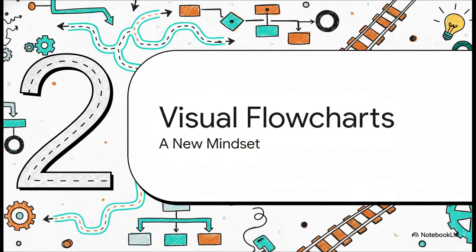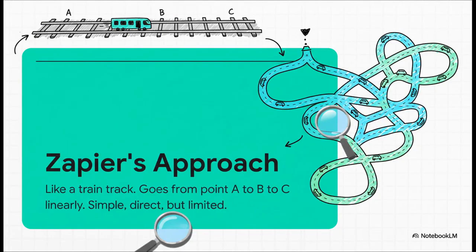Okay, so if complexity is the big problem, what's the answer? Well, it's actually about a shift in how you think about it. It means moving away from a simple checklist of steps and instead starting to think in visual flowcharts. To really get this, let's use an analogy. Think about the traditional approach, the one that tools like Zapier made so popular. It's like a train track. It is fantastic for getting from point A to point B to point C, straight down the line. Super direct, super efficient. For a simple trip, it's perfect.